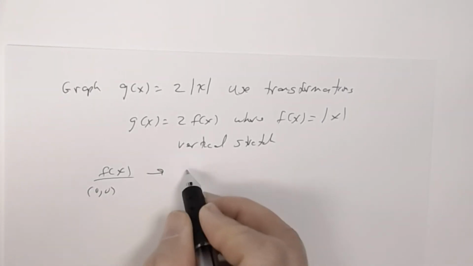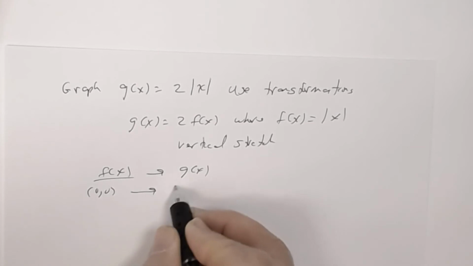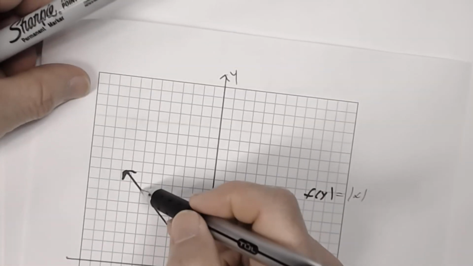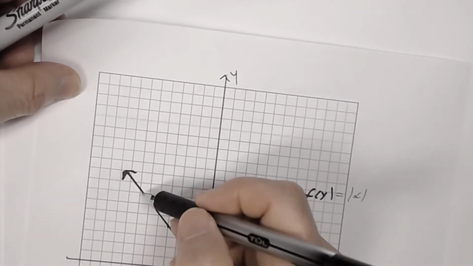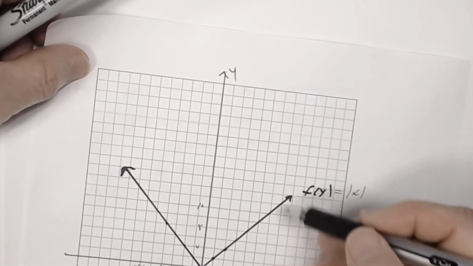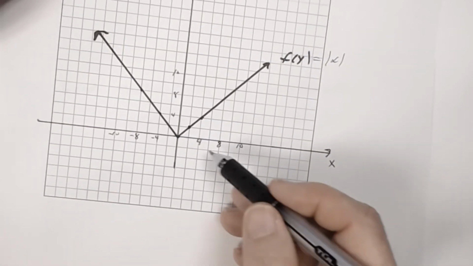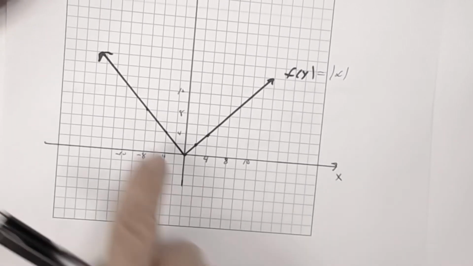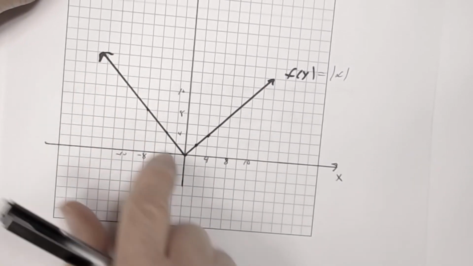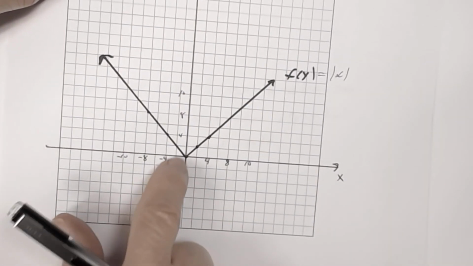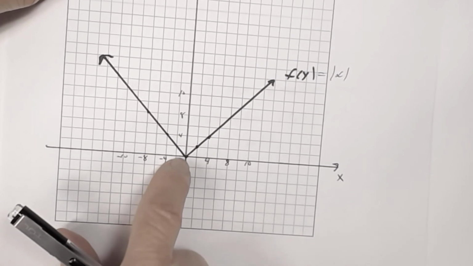For g of x, it becomes what point? So remember, you're vertically stretching. So every point here, you're going to move away from the x-axis. Is that clear? All right? So if you had one down here, you move it further down, away from the x-axis. But all my points here are either on the x-axis or above. So it's going to move away from the x-axis. Now, if it's on the x-axis, it stays there.